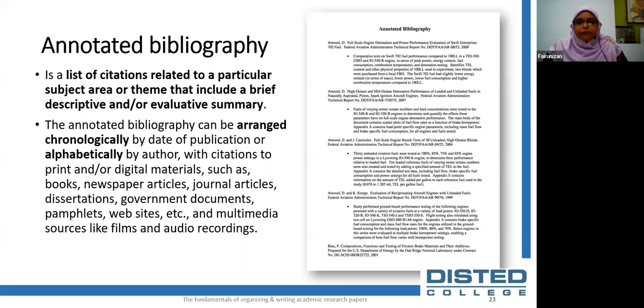The purpose of the annotation is to inform the reader of the relevance, accuracy, and quality of the sources that you have cited. So an annotated bibliography allows you to see what has been done in the literature and where your own research can fit into it. Next slide, please.